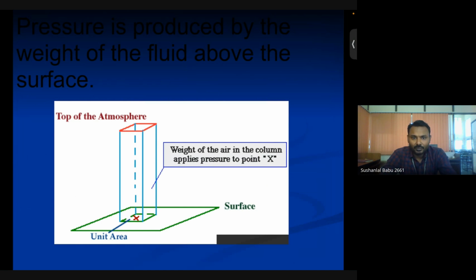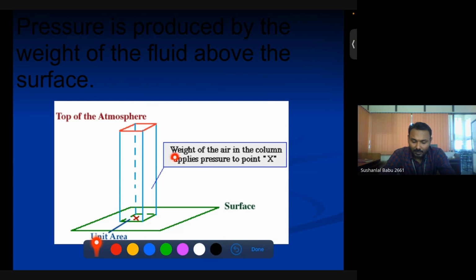Pressure is produced by the weight of the fluid above the surface. This is what we explained in the hydrostatic law, where at point X there is the weight exerted by the water column or air column. If it is air, then the air column, or if it is water, then the water column. So the weight of the air in the column applies pressure to point X. How do we calculate the weight? If you know the specific weight, we can multiply it with the total volume and calculate the weight. Or use rho g h, density into gravity into height.